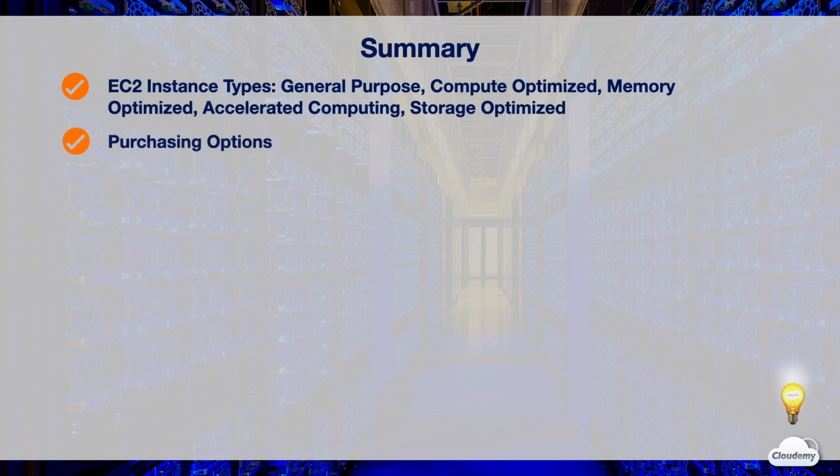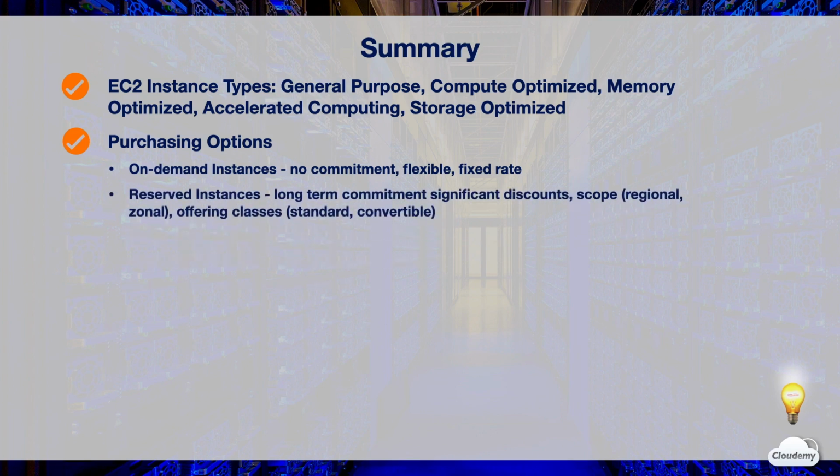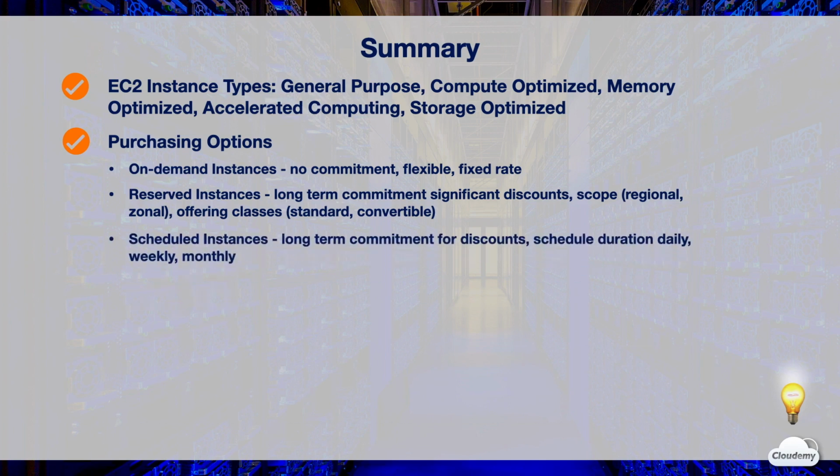Amazon EC2 gives you various purchasing options. On-demand instances are the most flexible option. You pay a fixed rate as you go without a long-term commitment. Reserved instances give you significant discounts, and require a 1-year or 3-year fixed-term commitment. Regional and zonal scopes give you different levels of flexibility on the capacity reservation. Standard and convertible offering classes have different discount rates and flexibilities to modify or exchange instance attributes, such as instance types and sizes.